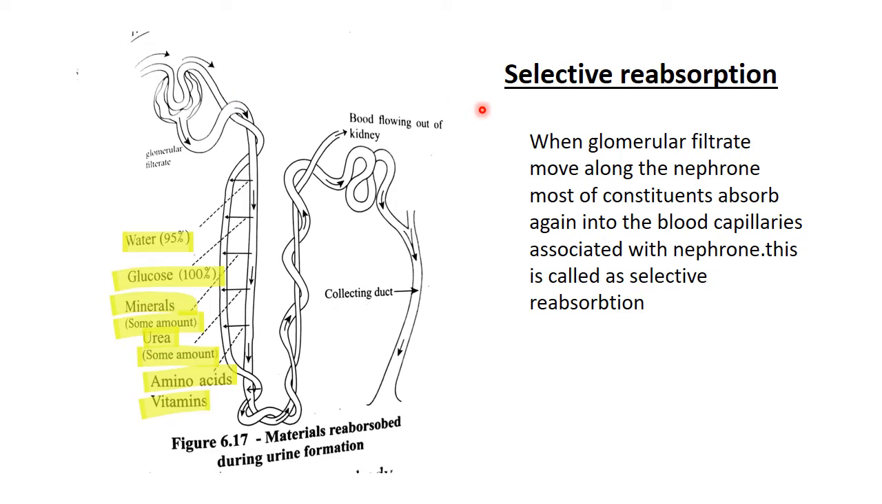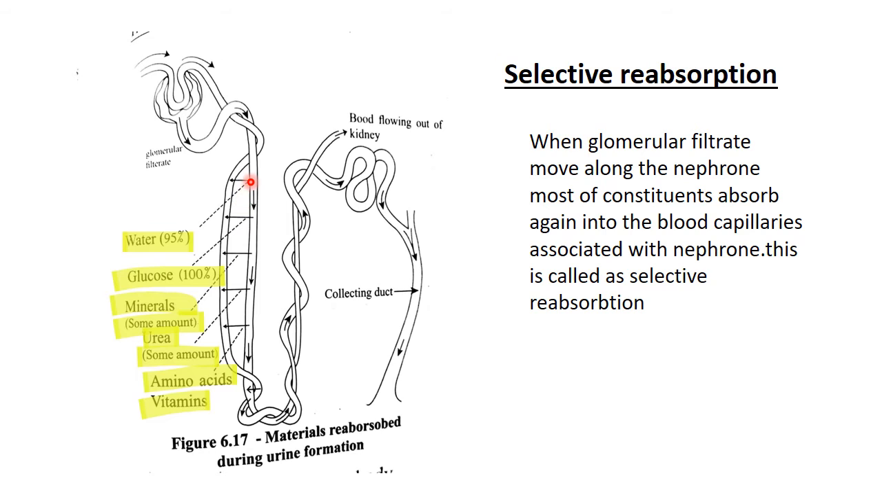Now look at the second process of urine formation, that is selective reabsorption. Imagine the afferent arteriole brings the blood into the glomerulus. First it is filtered in the glomerulus and second in Bowman's capsule, and the glomerular filtrate passes through the nephron. When the glomerular filtrate moves along the nephron, most of the constituents are reabsorbed into the blood capillaries associated with the nephron. This process is known as selective reabsorption.